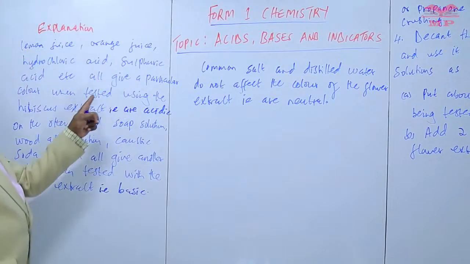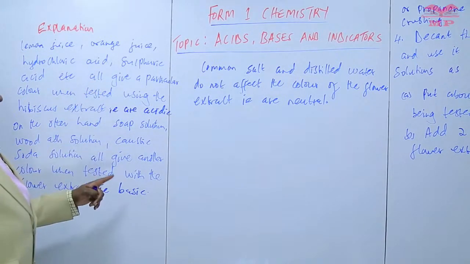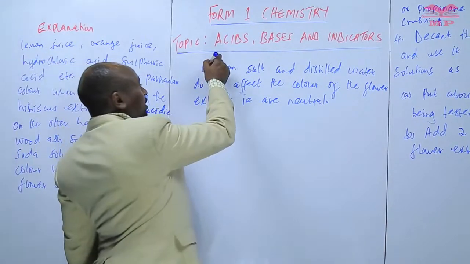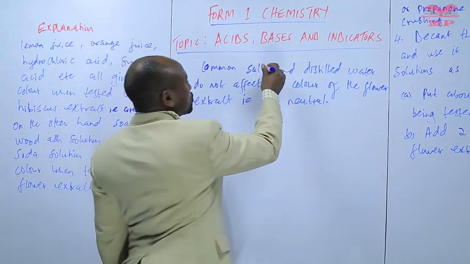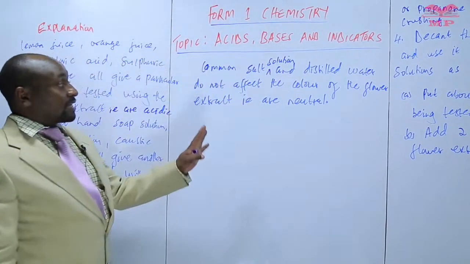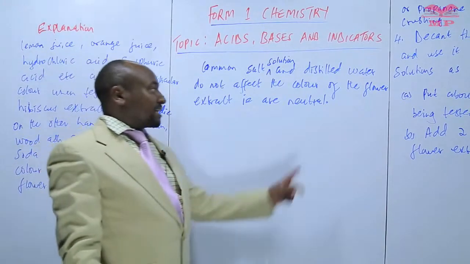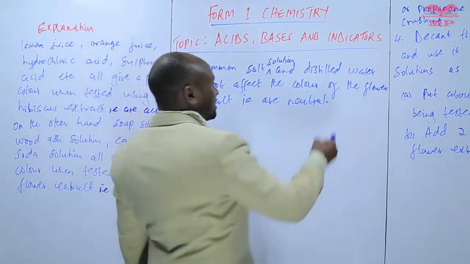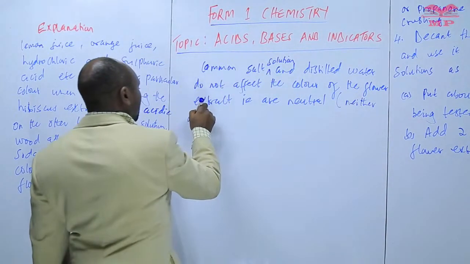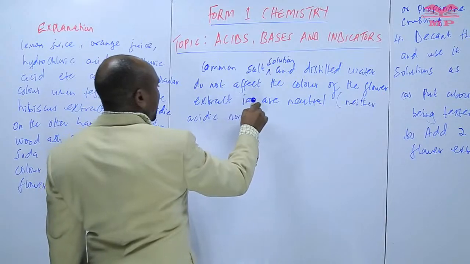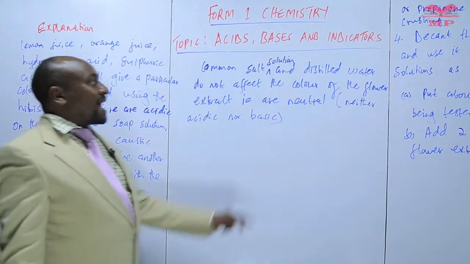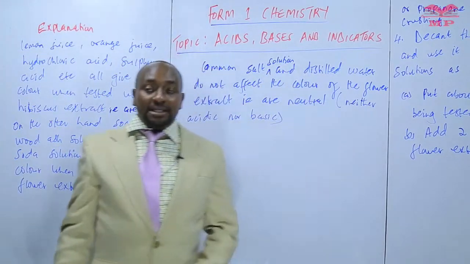So the ones that are acidic were giving us a certain color. The ones that are basic are giving us a different color. But there are two solutions, common salt solution and distilled water, that do not affect the color of the flower extract, and we are saying that they are neutral. Neutral means that they are neither acidic nor basic.